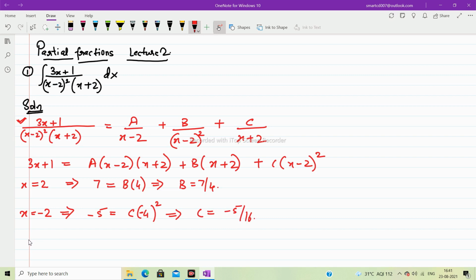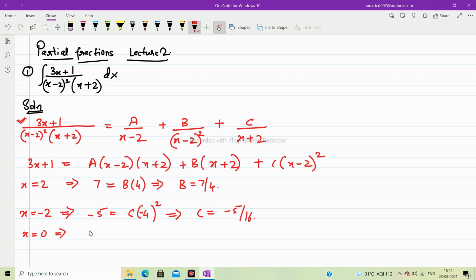Now if you carefully check, there is no other number by which I can find a, because a is still remaining, right? So there are various methods to solve this. One of the methods is that you can just go ahead and put the value of x as any random value. So let's say I put the value as 0.